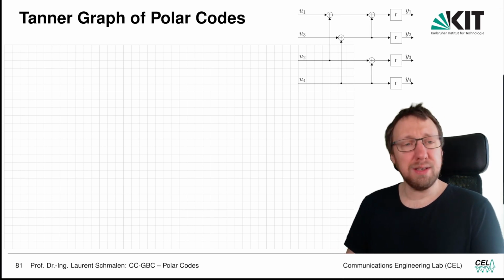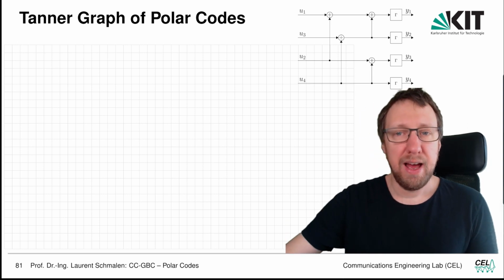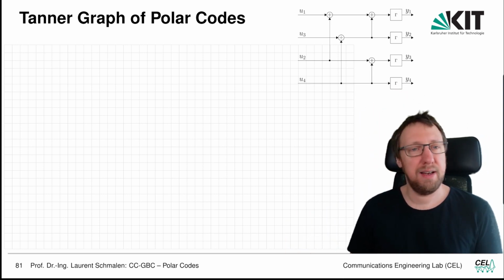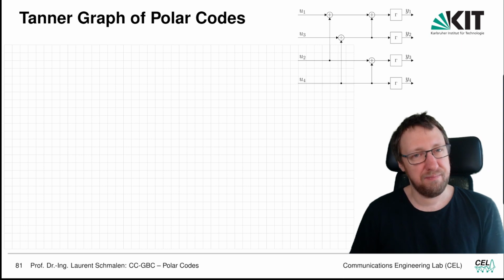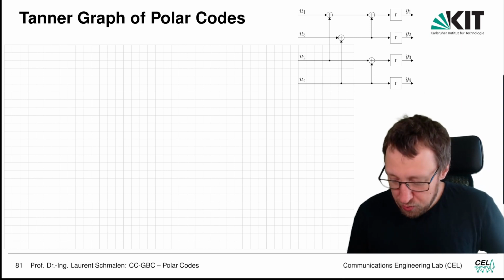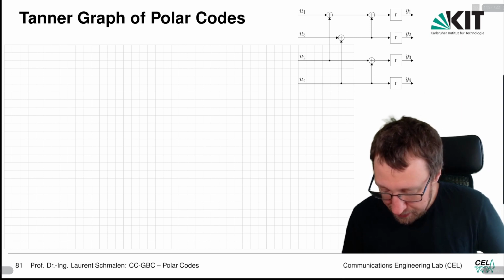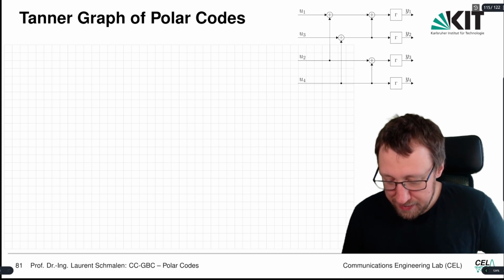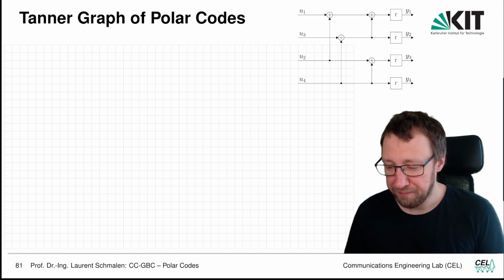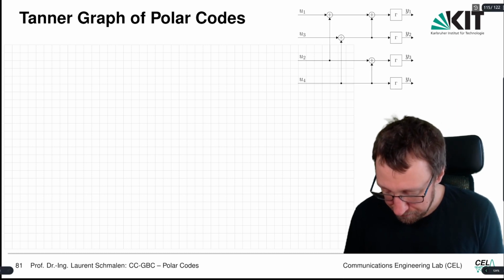So there is also a way of doing this not serially, and that's by taking a look at the tenor graph of polar codes. We can also build a tenor graph of polar codes. And to do this, let's take a look at the graph. So we have the following situation.